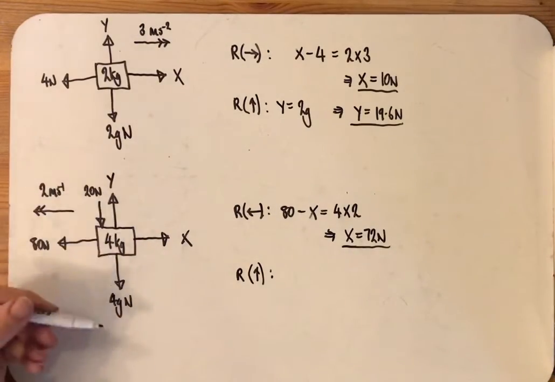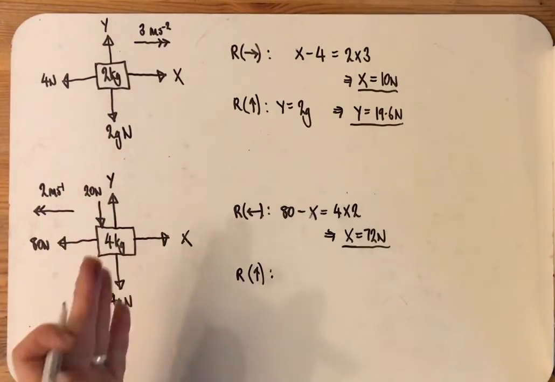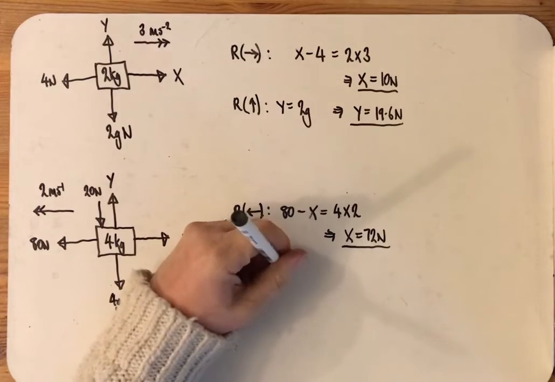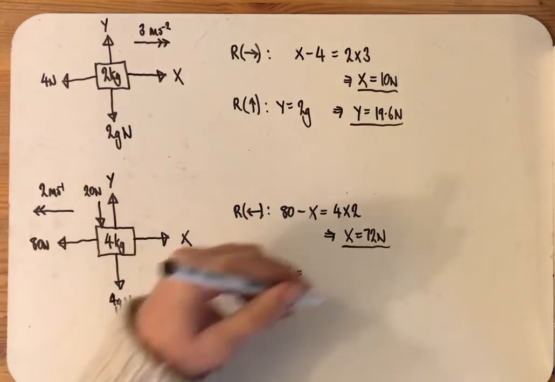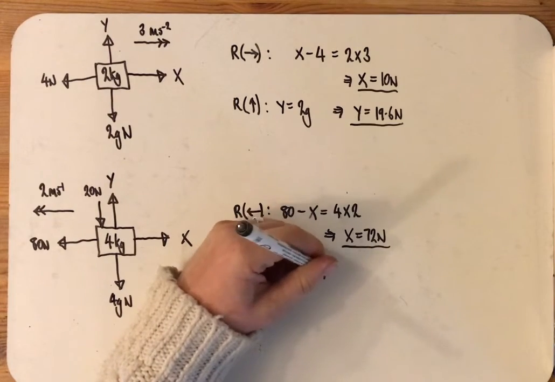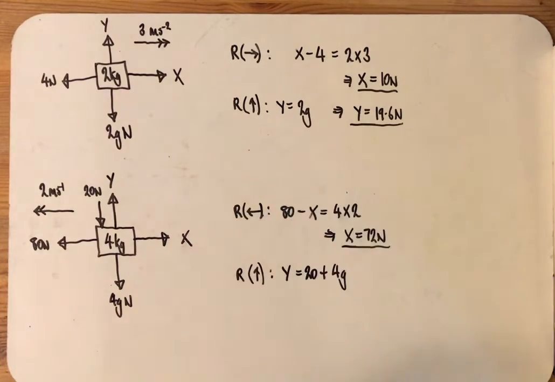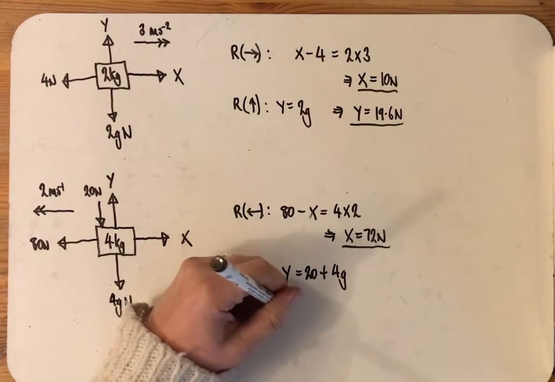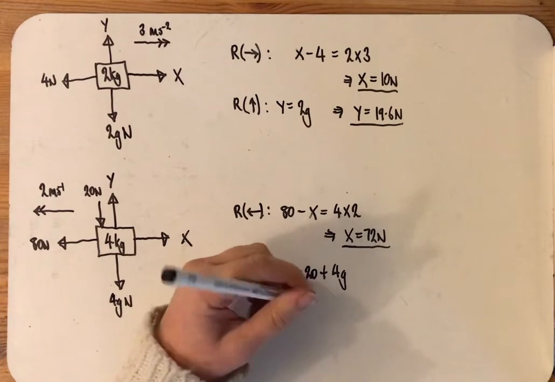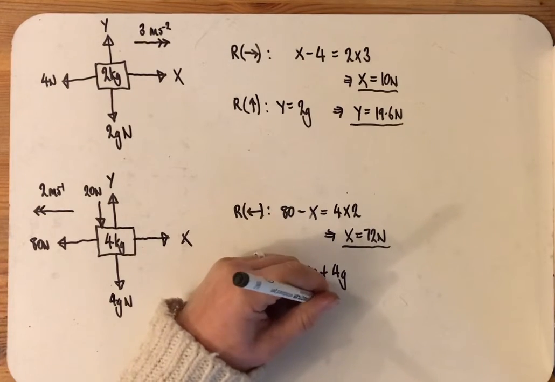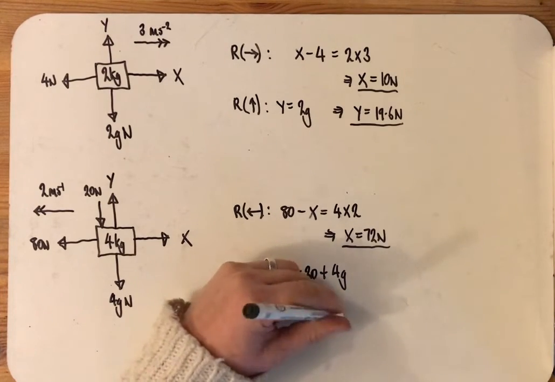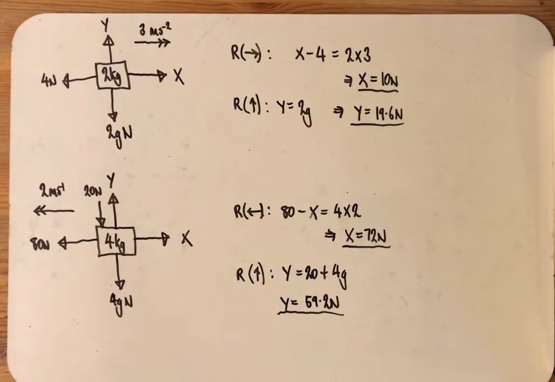And again, it's in equilibrium. So anything acting up, which will be just y, is equal to the forces acting down. So 20 plus 4g. And so y is equal to 20 plus 4 times 9.8, which is 59.2 newtons.